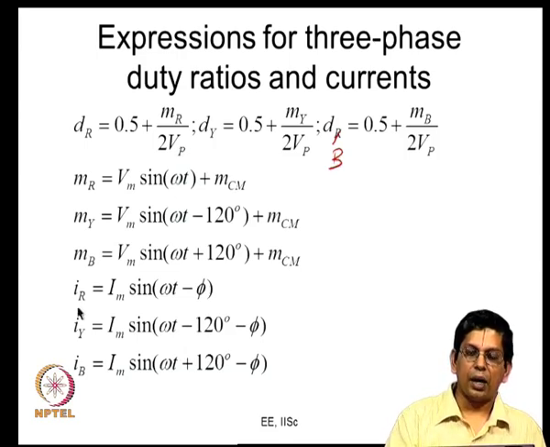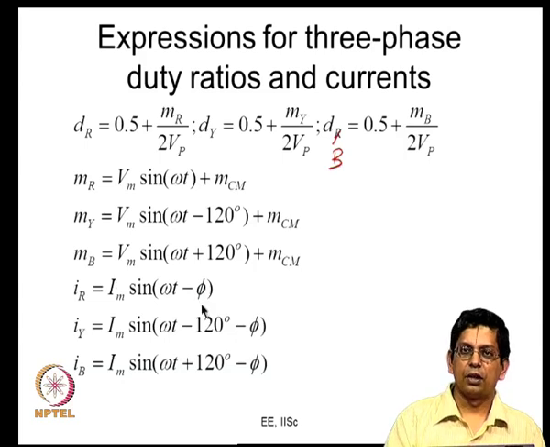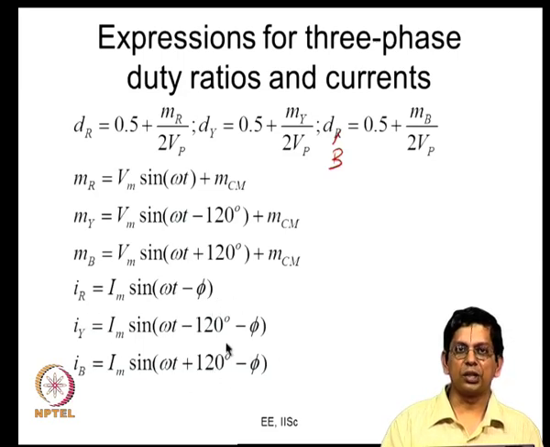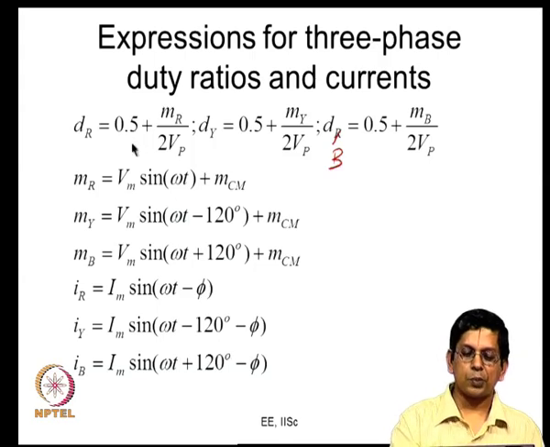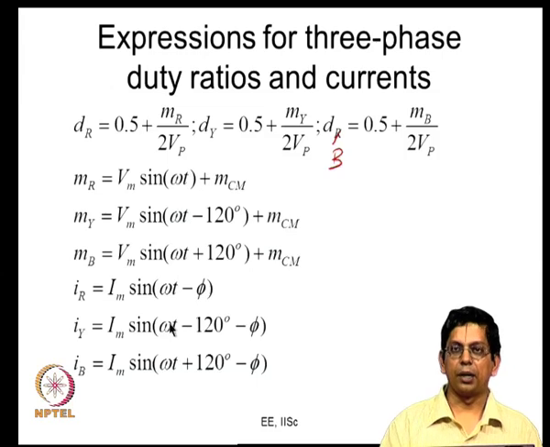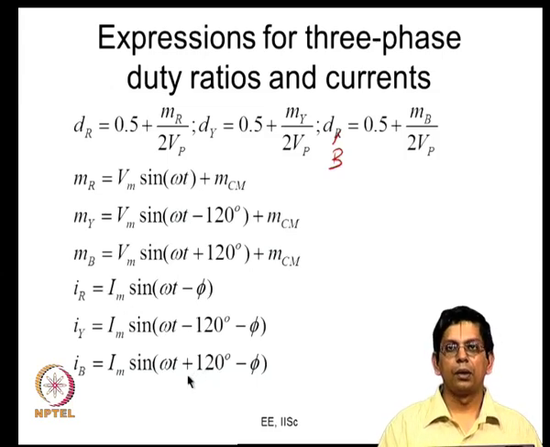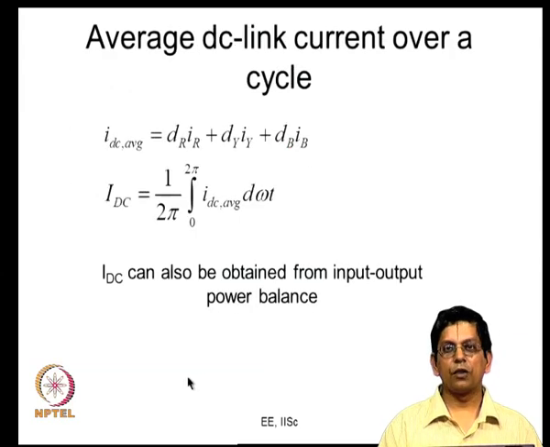How about IR? IR gets expressed in terms of Im sin omega t minus phi. This is the peak value of current flowing through the load, and this phi is the power factor angle. We have considered a lagging power factor angle, something lags by phi. Okay. So, IR, IY, IB, as I have said before, the fundamental component alone is shown, the harmonics have been neglected. So, you are now able to express both your dr, dy, dB and IR, IY, IB in terms of omega t and the modulation index and the peak value of current Im, right. So, you can bring all of them together, which I have not really shown.